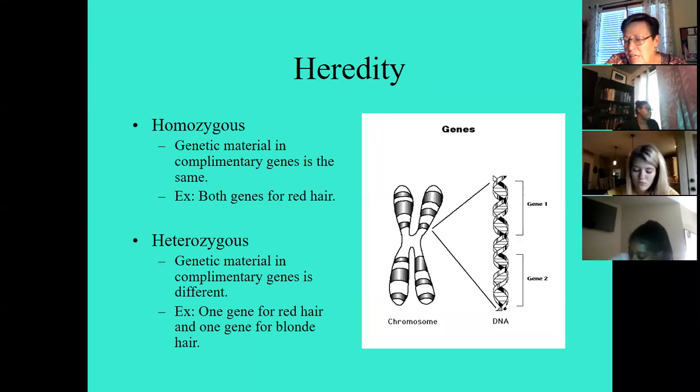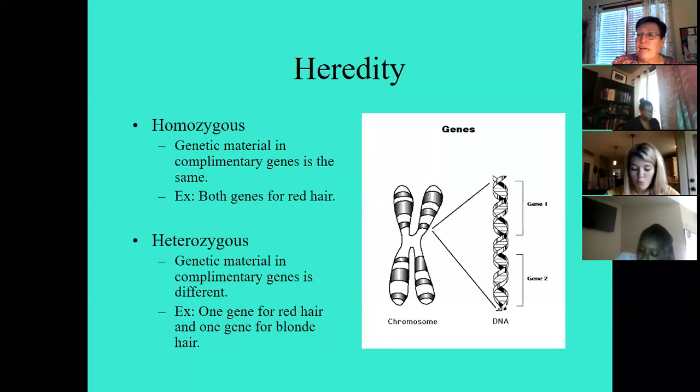If you have genes that are the same, for example, the example here is with hair. If you received 2 genes for red hair, one from each parent, the genetic material is the same, and that's termed homozygous. So you have homozygous genes for hair color if both of your genes are the same. If you had 2 genes for red hair, you have a complementary pair of homozygous genes. If you had 2 genes for blue eyes, then your eyes are going to be blue, and those genes again are homozygous. They're the same.